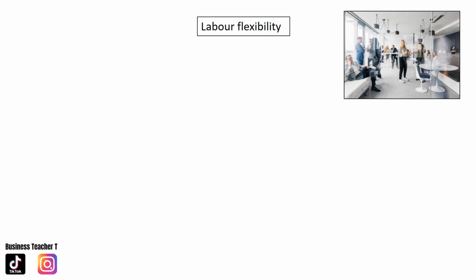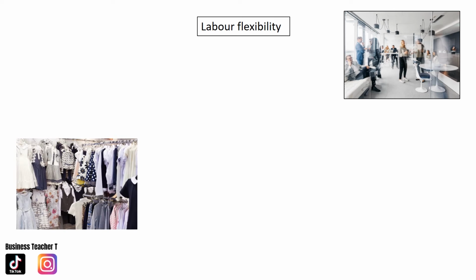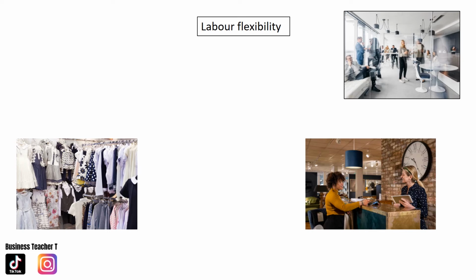Labour flexibility. Labour can be more flexible if workers are trained to work in different job roles. For example, in a department store such as John Lewis, workers may be trained to work in the children's clothing section. But perhaps when there is a busy period, they may work in another department they're also trained to work in, such as the home furniture department. In addition to this, with labour flexibility, some businesses may decide to offer flexi time, which means workers can choose the hours they work within limits.